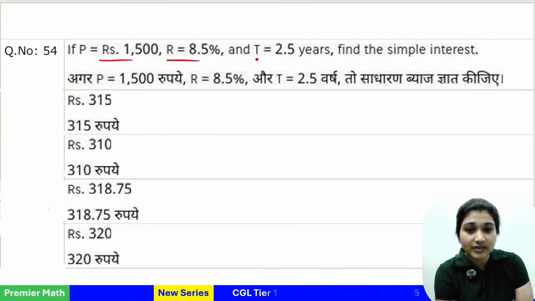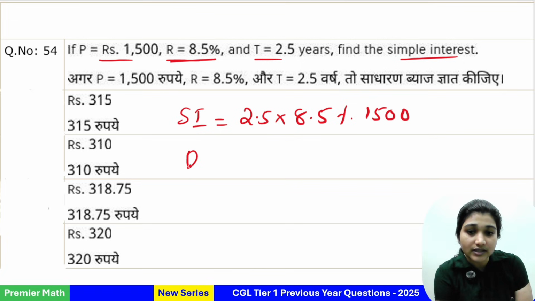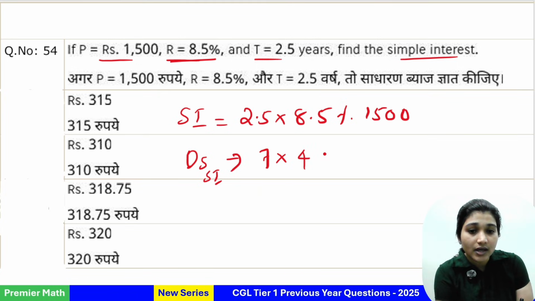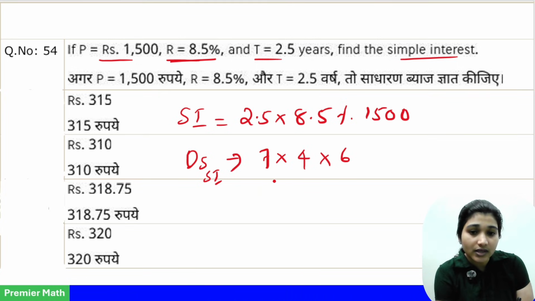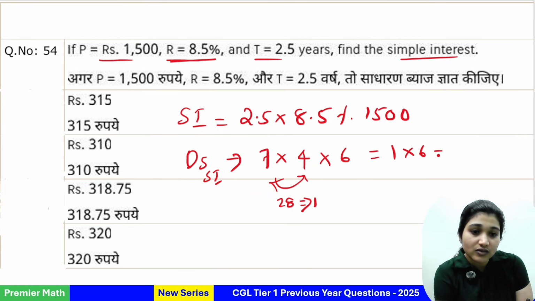Here principal, rate and time are given. Find the simple interest. Here rate is given as 8.5%. That is, simple interest for 1 year is 8.5% of the principal. Then for 2.5 years, it is 2.5 into 8.5% of the principal. Now just take the digital sum of simple interest here, which is equal to 2 plus 5 is 7, 8 plus 5, 13. So 3 plus 1 is 4. And here 1 plus 5 is 6. Now again 7 into 4 is 28. 28 means digital sum is equal to 1. So 1 into 6, digital sum is equal to 6.